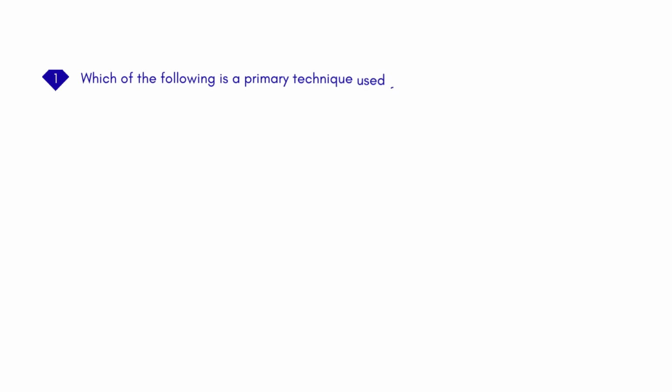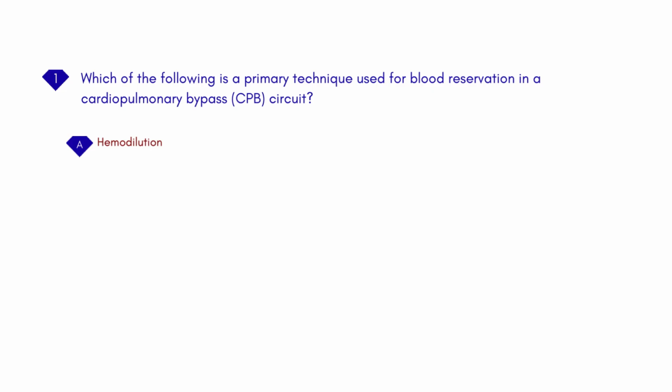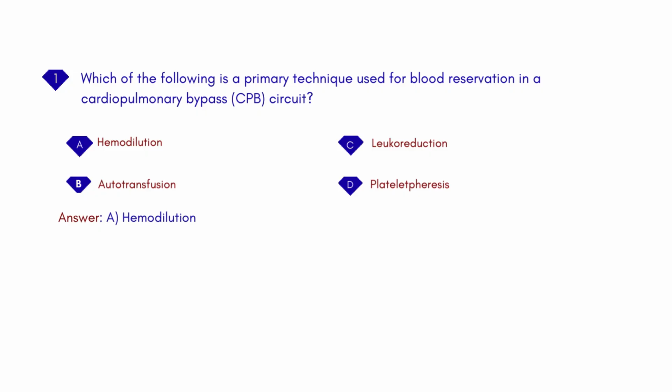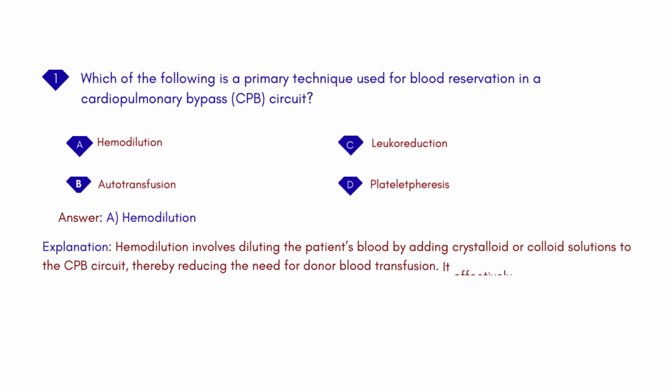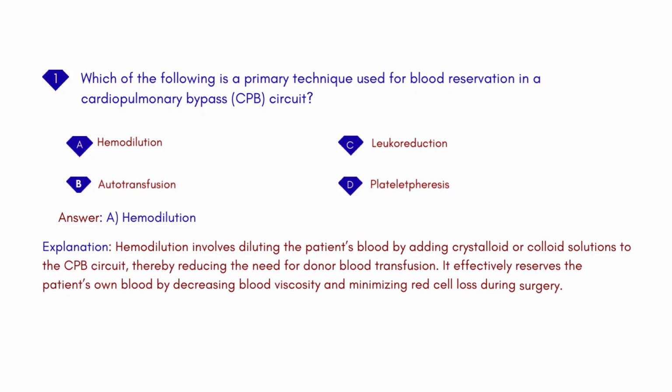Which of the following is a primary technique used for blood reservation in a cardiopulmonary bypass (CPB) circuit? A. Hemodilution. B. Autotransfusion. C. Leukoreduction. D. Plateletpheresis. Answer: A. Hemodilution. Explanation: Hemodilution involves diluting the patient's blood by adding crystalloid or colloid solutions to the CPB circuit, thereby reducing the need for donor blood transfusion.